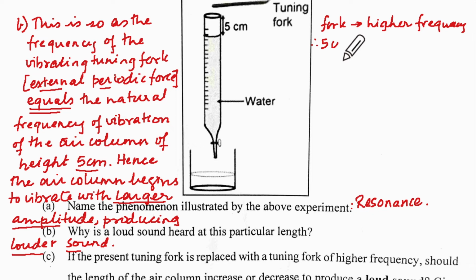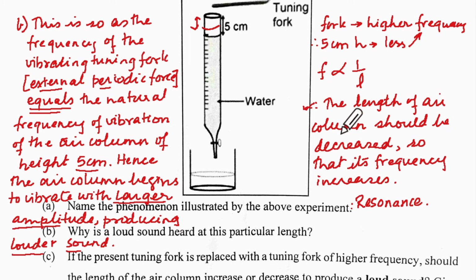So therefore, a 5 centimeter height column is going to have less frequency than this. To increase the frequency of the air column, remember, frequency is inversely proportional to the length of the air column. Because of that, I will have to decrease the length. So I will have to add some water here so that my height becomes lesser. So we write, the length of the air column should be decreased so that its frequency increases and it will equal the frequency of the new tuning fork, which is of higher frequency.